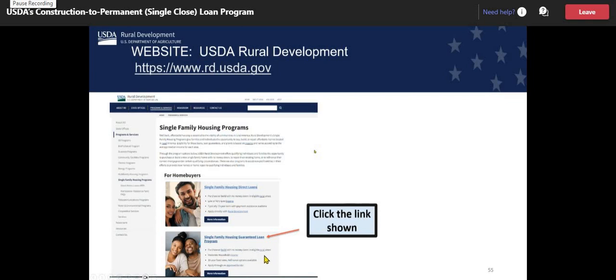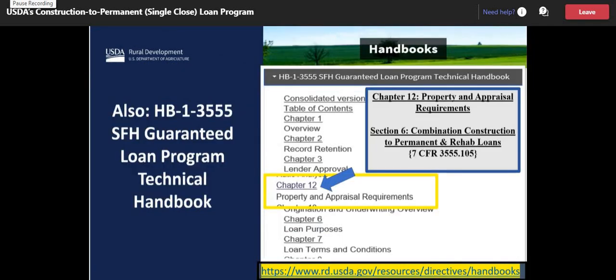One of them, obviously, is that the guaranteed loans can go up to moderate income, whereas the direct is limited to low income. So moderate income can go up to 115% of median income for a given area. If you want to take a look at our handbook and all of these construction requirements we've been talking about today, those are all listed in Chapter 12 under Property and Appraisal Requirements. And there's a direct link to the handbook right there.